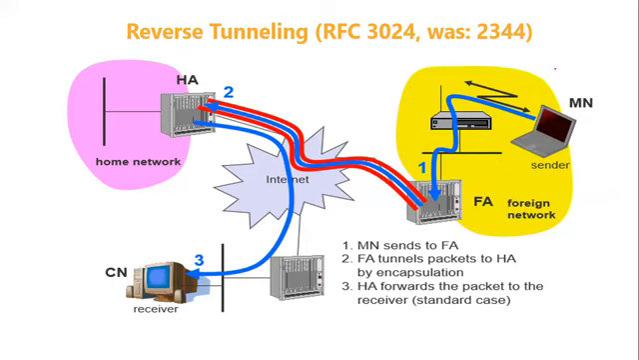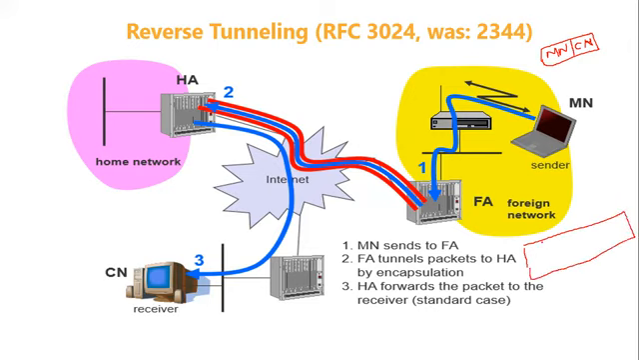So it sends a packet. For this packet, the source IP address will be the mobile node's IP address, and the destination IP address will be the correspondent node's IP address. Like that, it will send a packet to the foreign agent. Now the foreign agent will encapsulate this packet in another bigger packet.